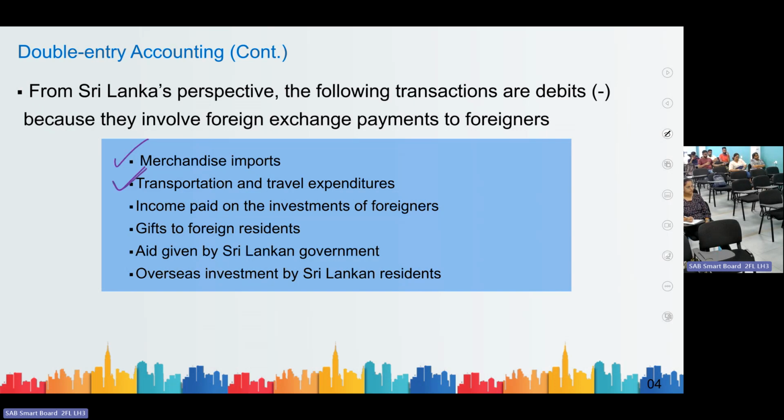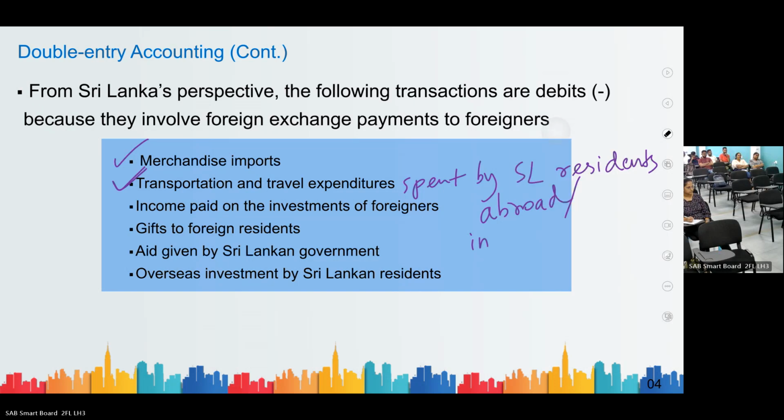So transportation and travel expenditures spent by Sri Lankan residents abroad, in foreign firms. So that is also considered a debit transaction, because there will be a foreign exchange outflow.